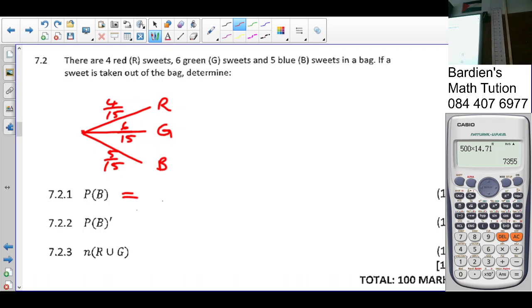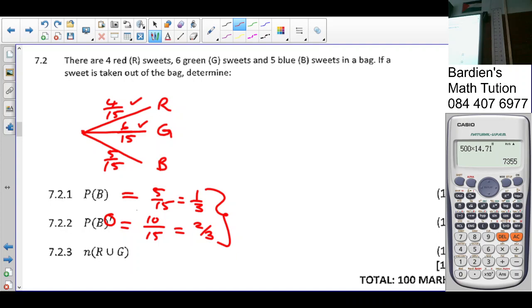Probability that it's blue. 5 out of 15, which is a third. What does this mean? Not blue. So how many not blue sweets are there? 10 out of 15. So red is not blue. Green is not blue. So that's going to give you 2/3. If you add this up, what do you get? 1. And if you add up to 1, what do you also call that?